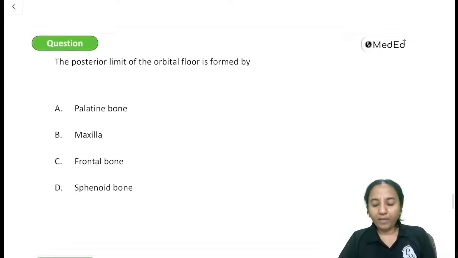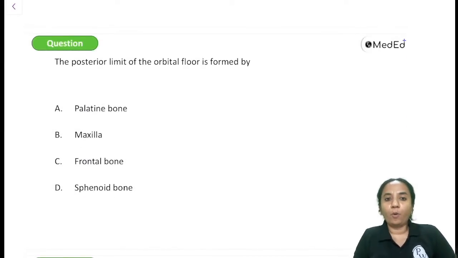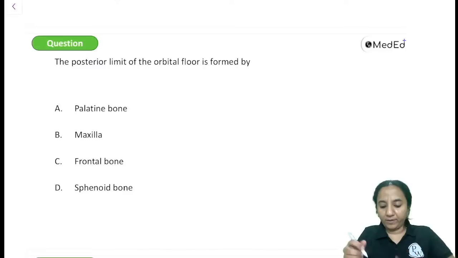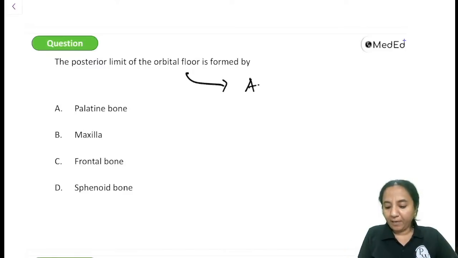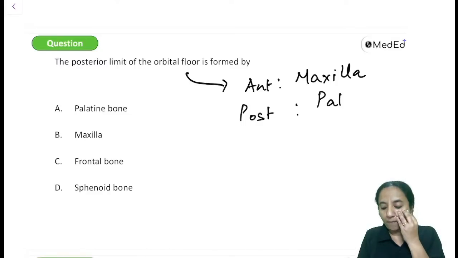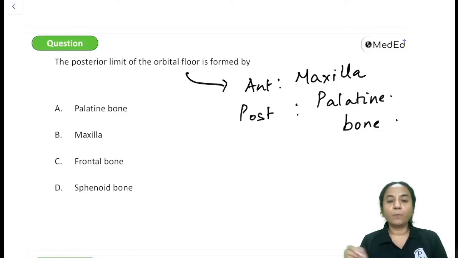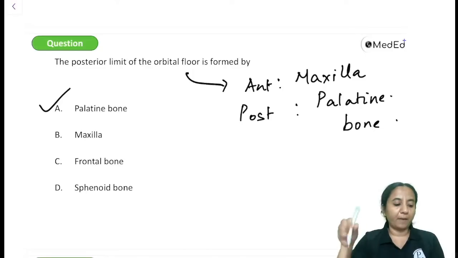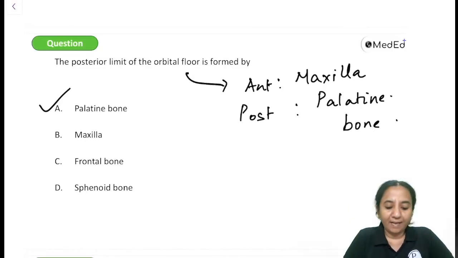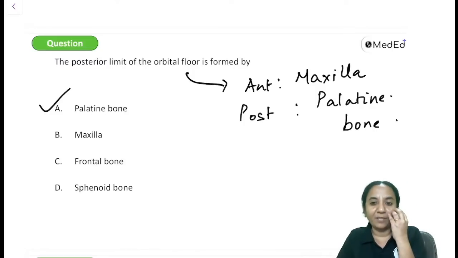Next question. What is the posterior limit of the orbital floor? Now the orbital floor is formed mainly of two bones. In the anterior part, it is made up of the maxilla, and posteriorly it is made up of the palatine bone. So this bone is your maxilla, which is in front, and posteriorly we have the palatine bone. So the posterior limit of the orbital floor is made up of the palatine bone. The anterior limit is the maxilla, not the posterior limit. This is the maxilla which is in front.